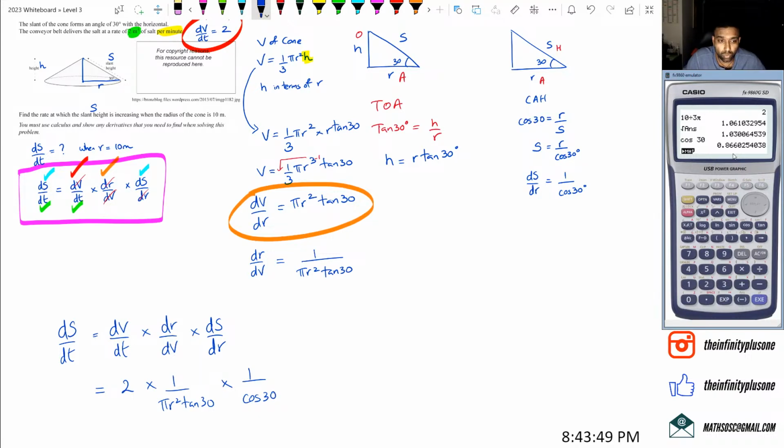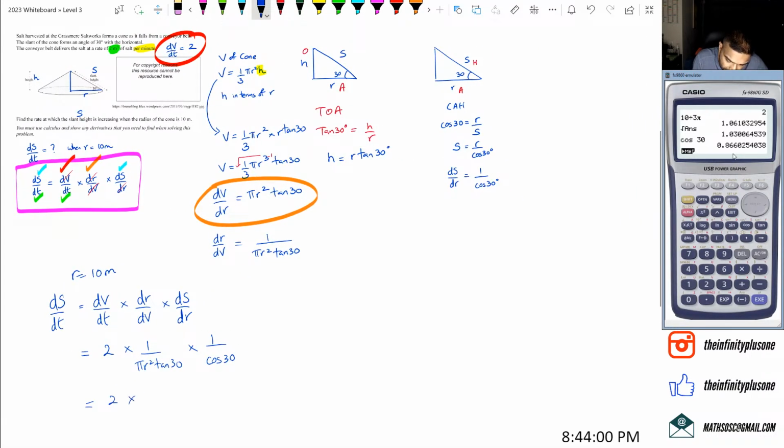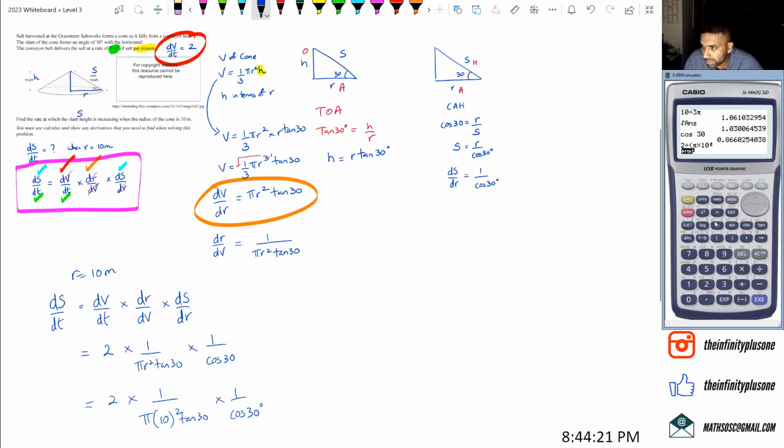And this question asked, what is the rate the slant height is increasing when the radius is equal to 10? So all we're doing is literally just substituting 10 in there. So 1 over pi 10 squared tan 30 times 1 over cos 30. And that's pretty much it. So we've got 2 in the numerator divided by pi times 10 squared times tan 30 times cos 30.